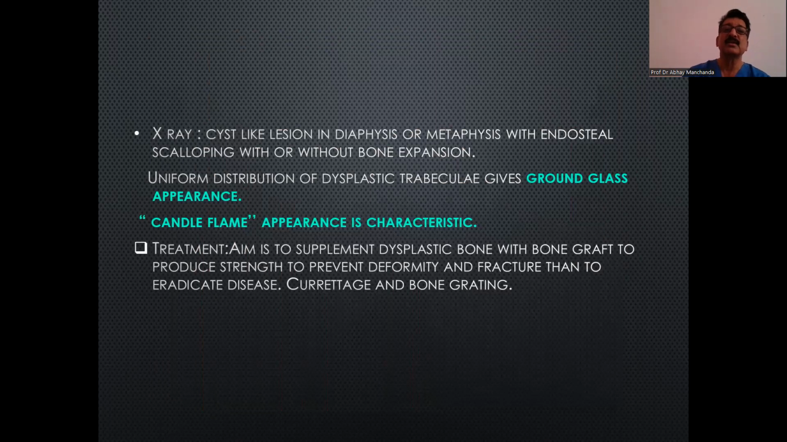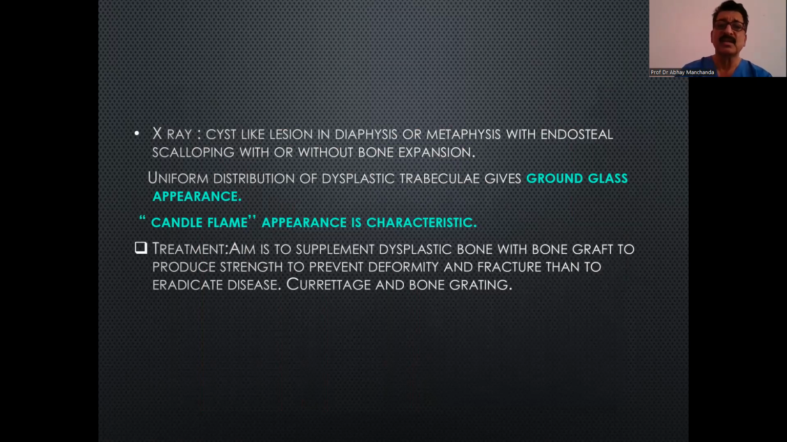X-ray shows cyst-like lesion in diaphyses or metaphyses with endosteal scalloping, with or without bone expansion. Uniform distribution of this dysplastic trabeculae gives ground glass appearance, and candle flame appearance is characteristic. Because the distribution is so uniform, X-rays appear like a ground glass appearance. And sometimes it can also give candle flame appearance because in the lower part is a normal bone, in the upper part there is fibrous dysplasia, so that appears like a candle flame.